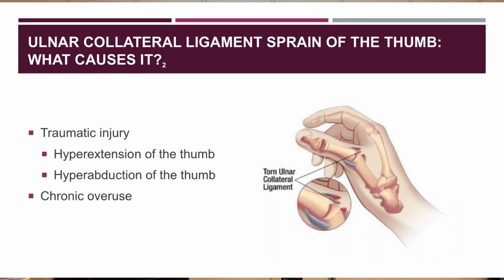And then the term gamekeeper's thumb applies to the chronic overuse aspect of it. And this is just due to the occurrence in individuals who are repetitively stressing the thumb. And so these chronic overuse cases typically involve just repeated stress through activities that consist of gripping or pinching motions, such as specific manual labor or certain sports.